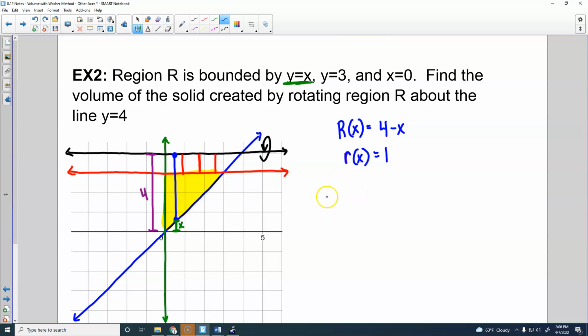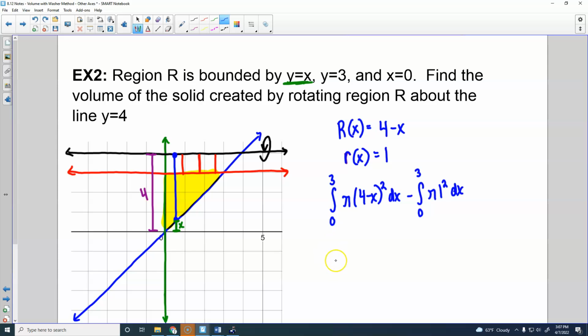So, if we set this up, what should our limits of integration be? 0 to 3. And that is from our x-axis, not our y, although if you did it incorrectly, it would still be 0 to 3, because they're the same there. So we would have pi times the integral of 4 minus x squared, minus our integral from 0 to 3 of pi times 1 squared dx.